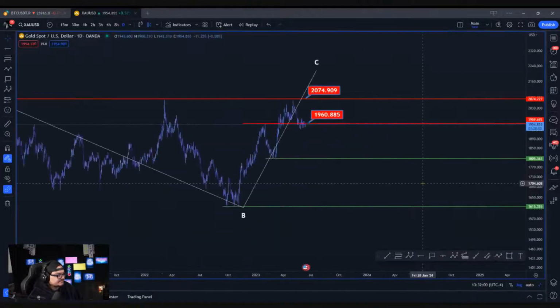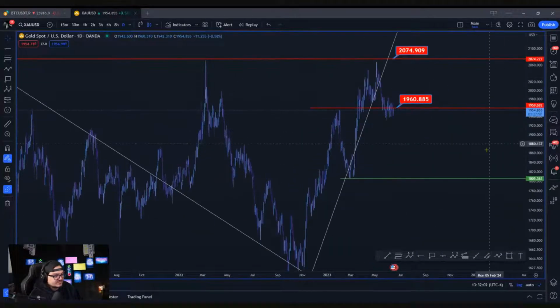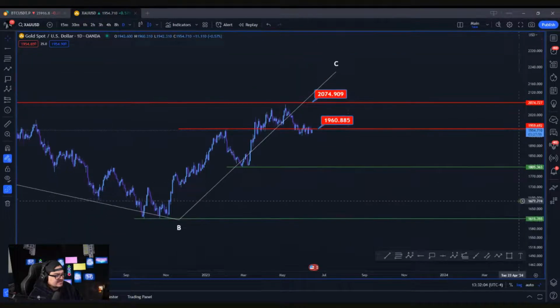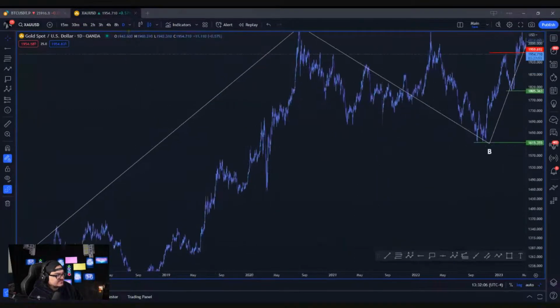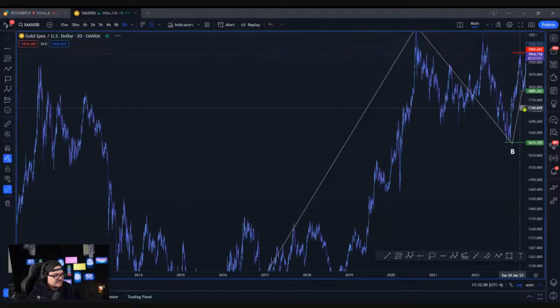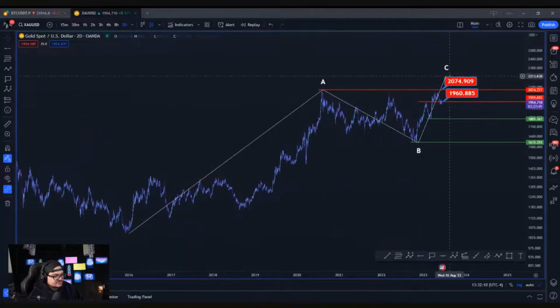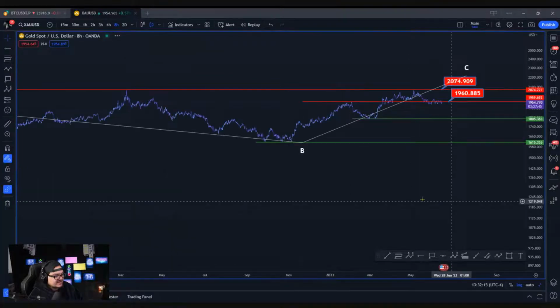All right, so gold and silver. Well, let's just do gold first. Gold has a nice potential larger A to B to C. If I go on a 2-day, there's a larger potential bearish setup forming. If I go to an 8-hour.